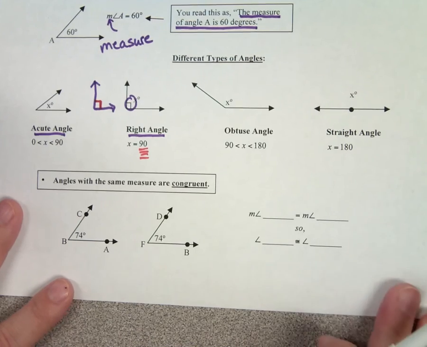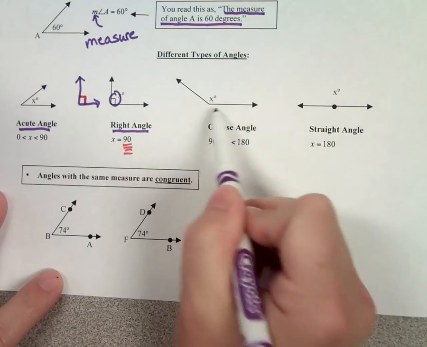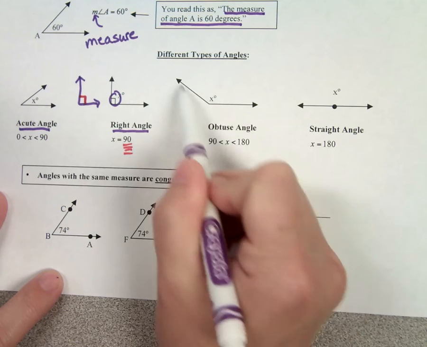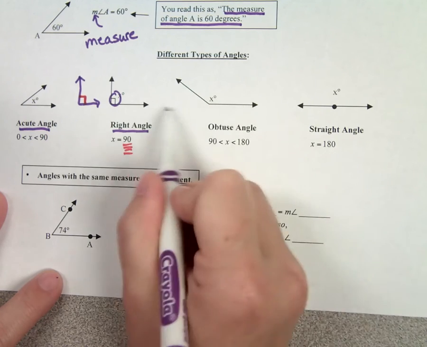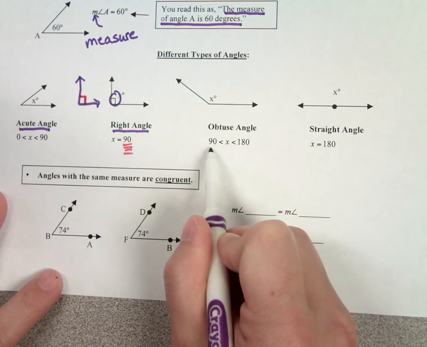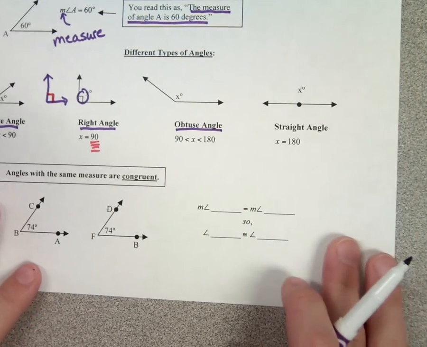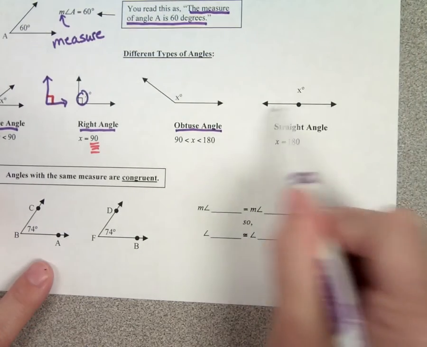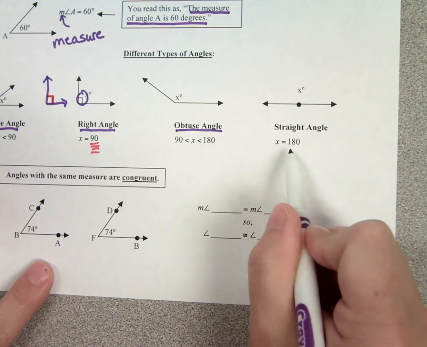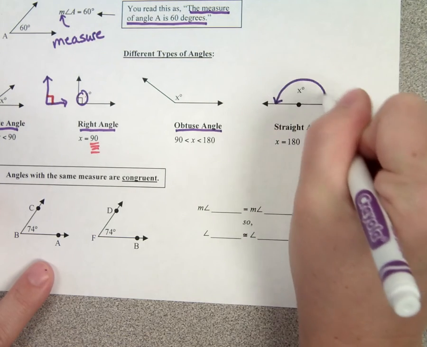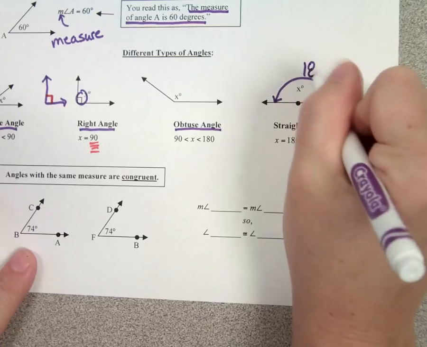Okay, an obtuse angle, this is an angle that is bigger than 90 degrees, but not quite a straight line. So it's somewhere between 90 and 180 degrees. And then we have our straight angle that makes a straight line, and that's 180 degrees. From here to here, that's 180 degrees.